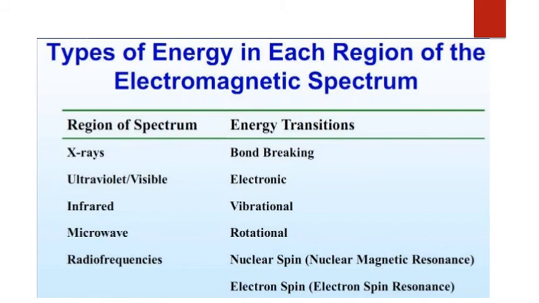The X rays, the radiations with the lowest wavelength here in this picture, have the maximum energy, and they cause bond breaking. And then next are the ultraviolet radiations that have a little bit lower energy, and these cause electronic transitions, meaning shifting of electrons from one energy level to another energy level.